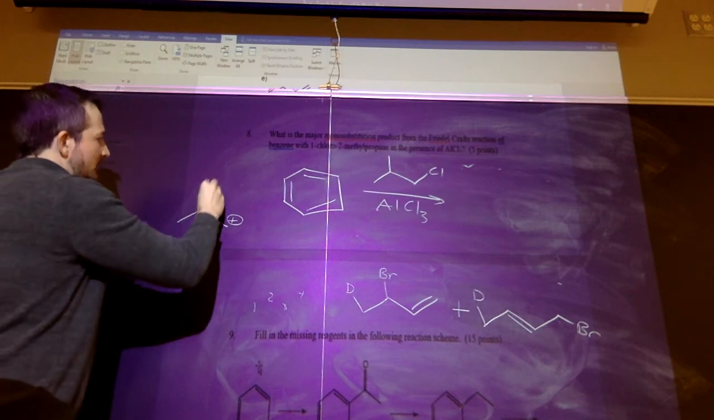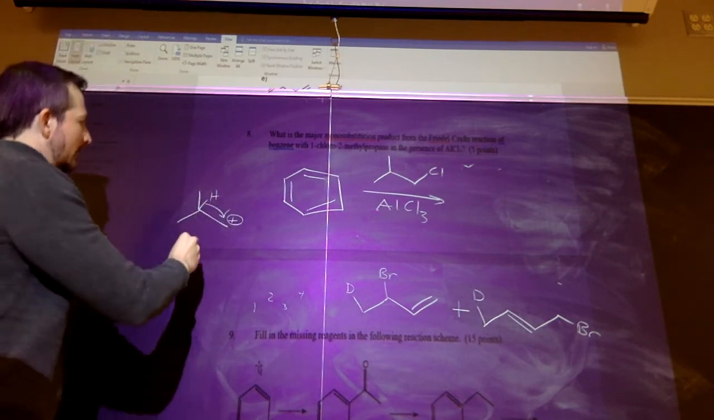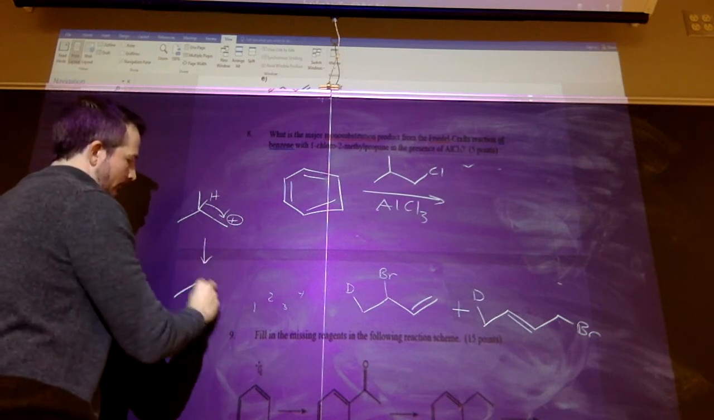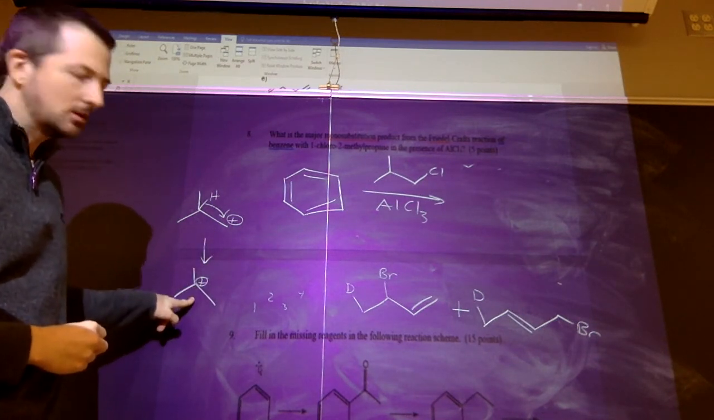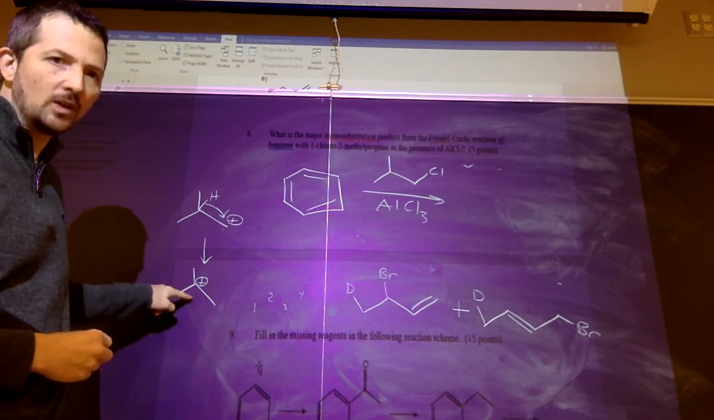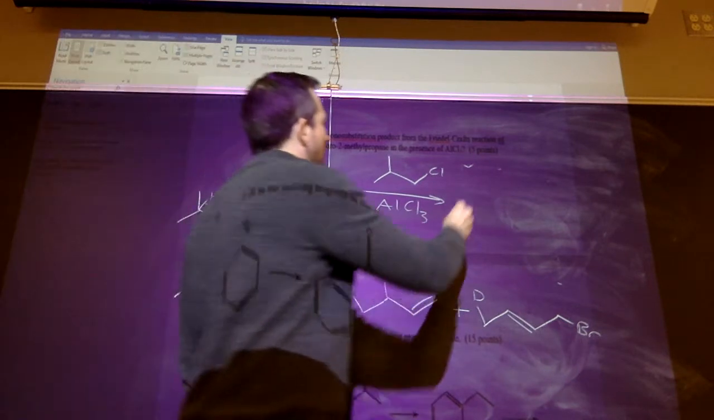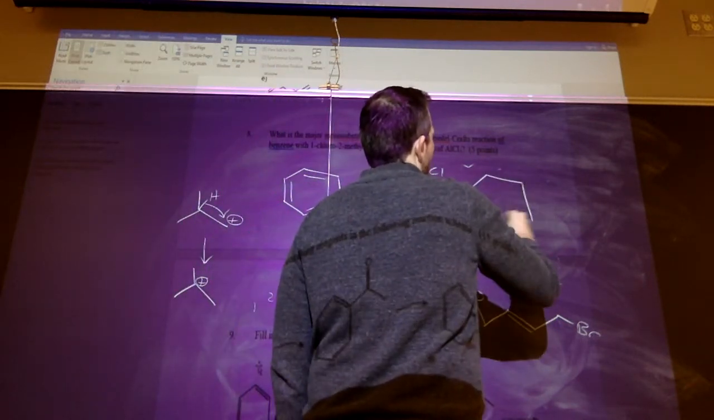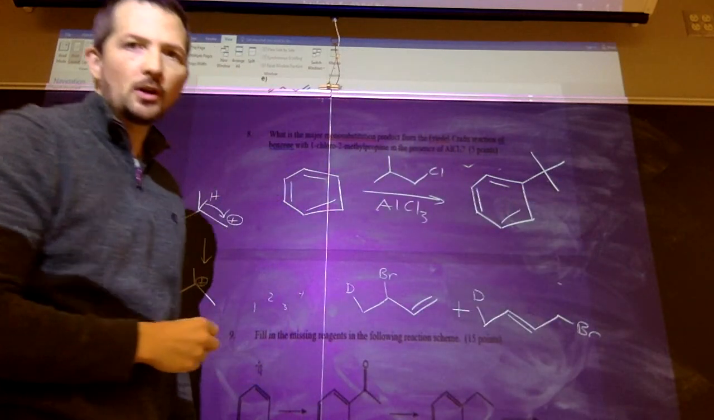So since the adjacent position is more substituted, you'll see a hydride shift. That hydrogen will shift over. You create this more stable carbocation. So that's your electrophile for the reaction. So that is what your benzene will add to. So you get tert-butylbenzene there.